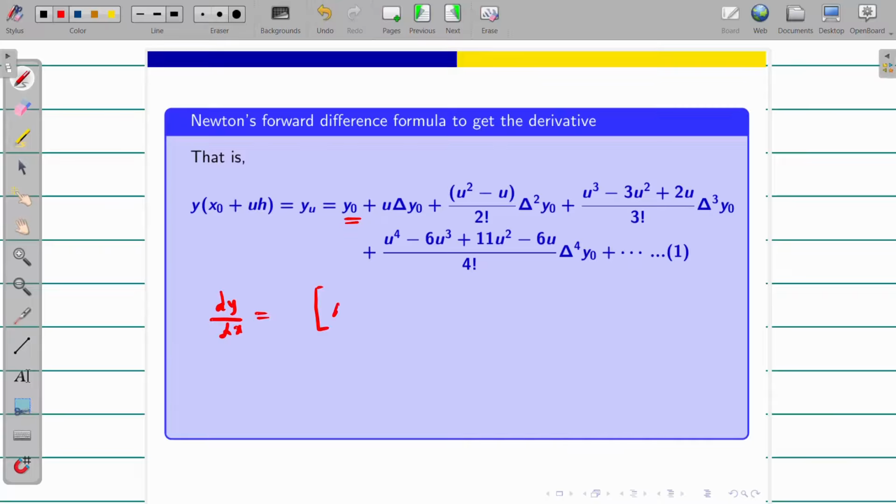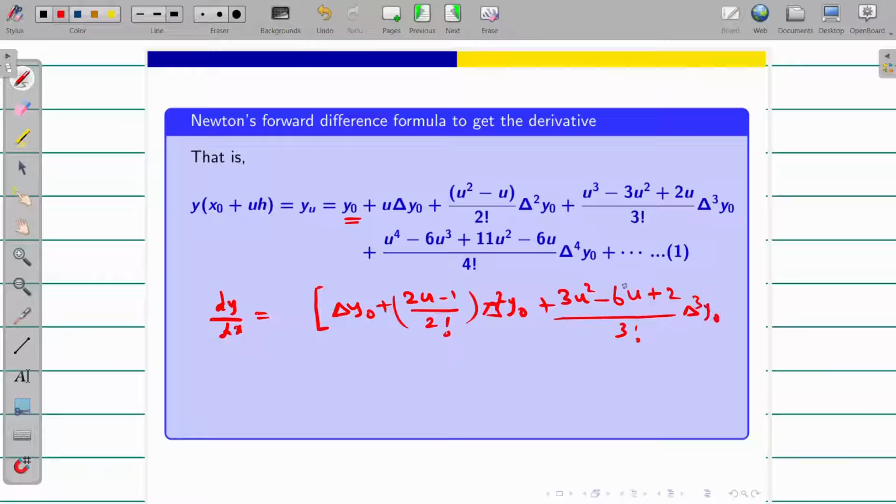Here it will be delta y naught plus, again differentiated with respect to u, 2u minus 1 divided by 2 factorial, or divided by 2 also you can write, into delta square y naught plus, what is the next differentiation? 3u square minus 6u, differentiate this with respect to u alone, plus 2 divided by 3 factorial into del cube y naught, plus again you can differentiate the next term also, plus etc. So I am going to multiply the first derivative by 1 by h.